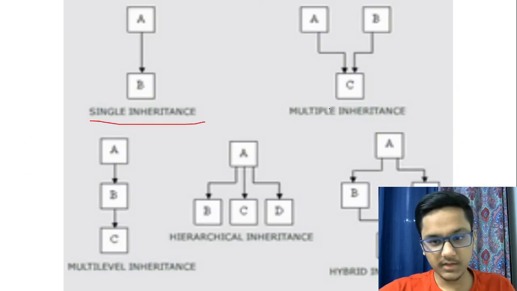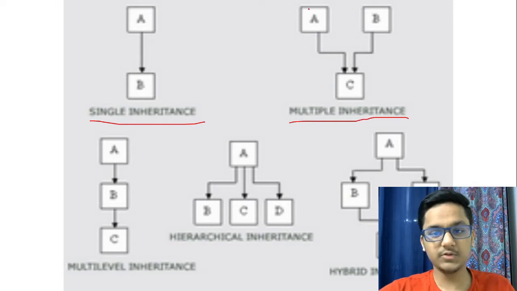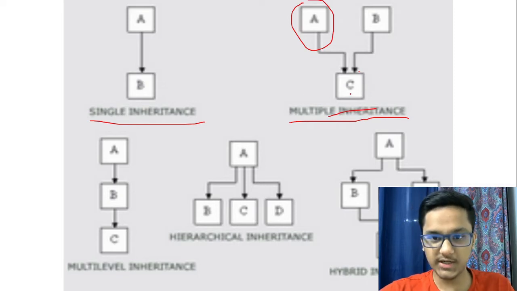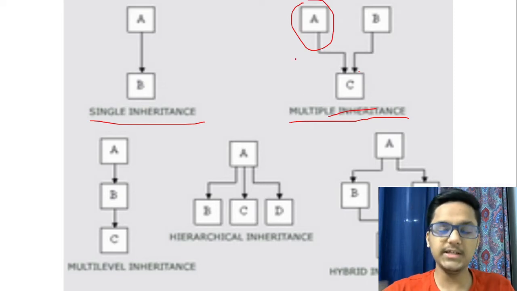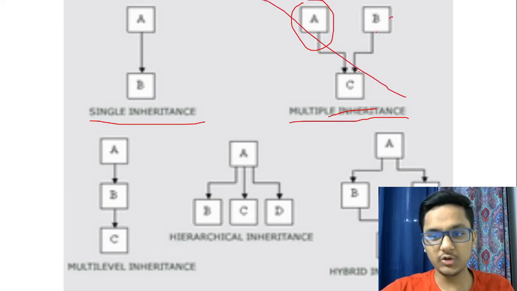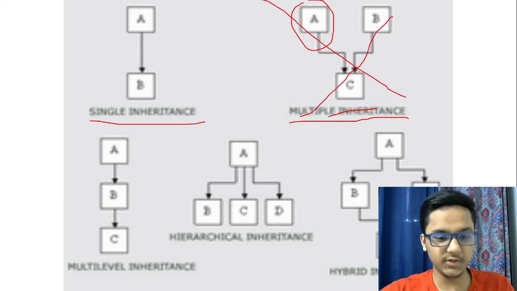So with multiple inheritance, a child can have two parents, A and B, and this is the child. The child class C inherits properties from class A and B, but multiple inheritance is again not supported in Java. You need an interface for this.